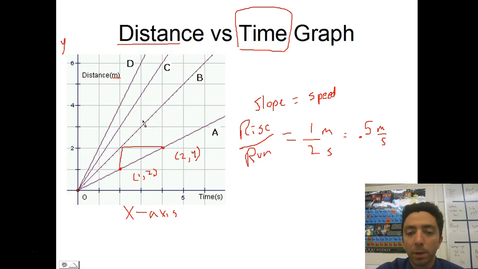Some other things to be aware of on a distance versus time graph. If you have a flat line, like if we had a fifth line here, line E, that just followed this 4 horizontally, this would be an object at rest, something that's not moving. It's just sitting there. Its distance position is not changing at all over time. It's just at rest, sitting there.